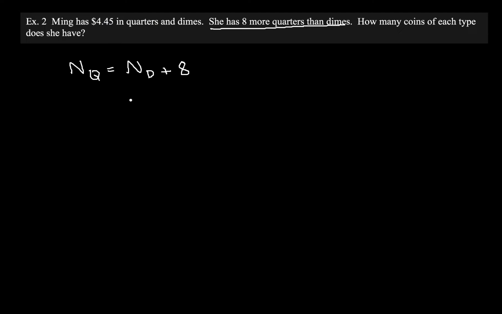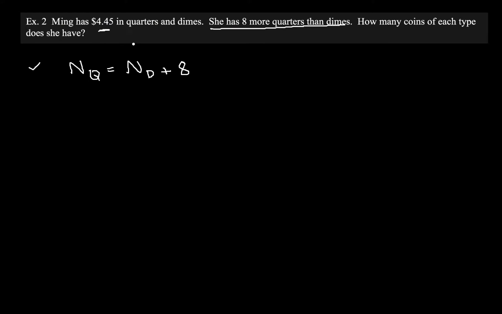Like the last problem, it said the number of quarters and the number of dimes equals 15 or whatever. This one, we don't have anything that tells us how many coins we have. This is the only equation that we have without value. So she has 8 more quarters than dimes, so we have to add the 8 to the dimes to balance the equation to equal the number of quarters. Now we can do our value equation.